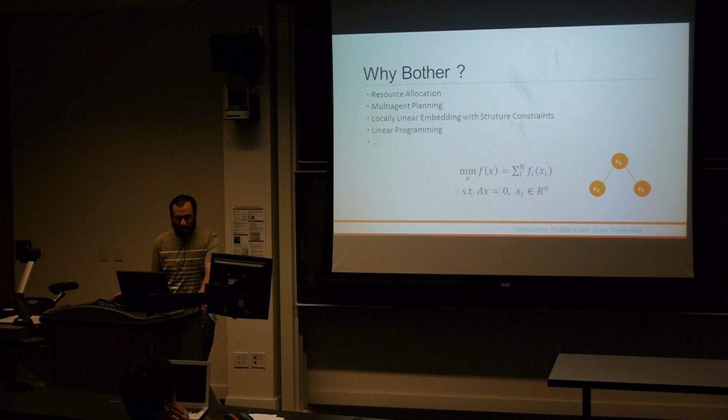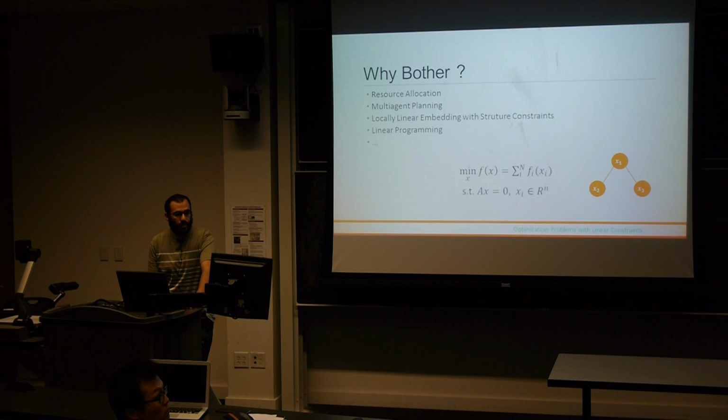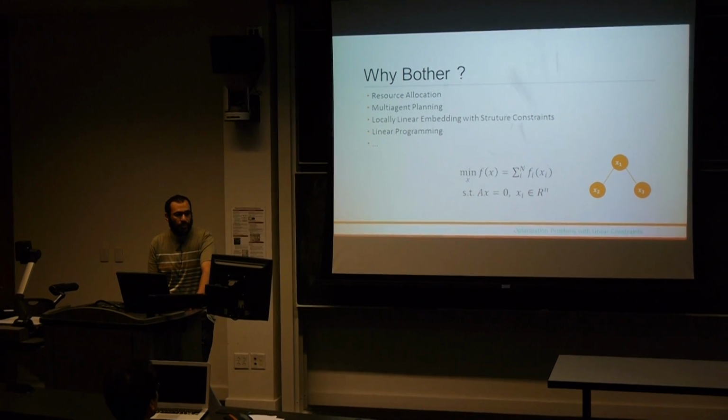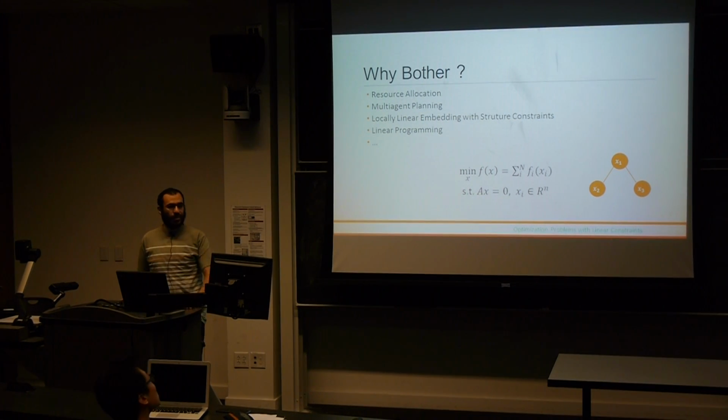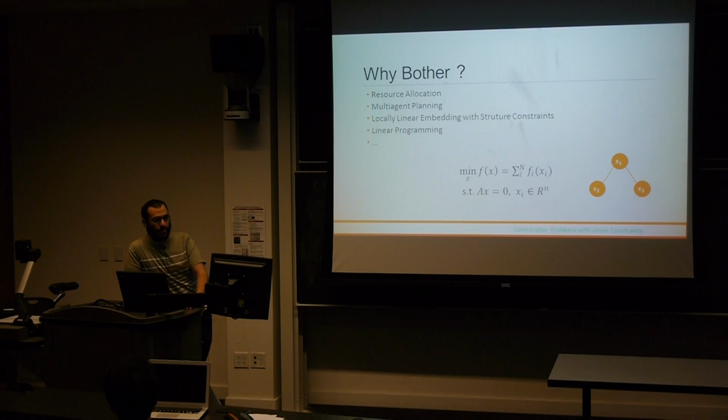Also, this problem appears in locally linear embedding, if you add additional structure constraints, or in general in linear programming, because if you have a linear objective, you can look at it as a separable objective. And if the constraint matrix is nice in the terms that we will define later, then you can use this method. Except for linear programming, your Lipschitz constant will be 0, so maybe you don't want to use linear programming as an example. But resource allocation is a good example, because there are a lot of knapsack-like problems, and there are a bunch of constrained knapsack-like problems.